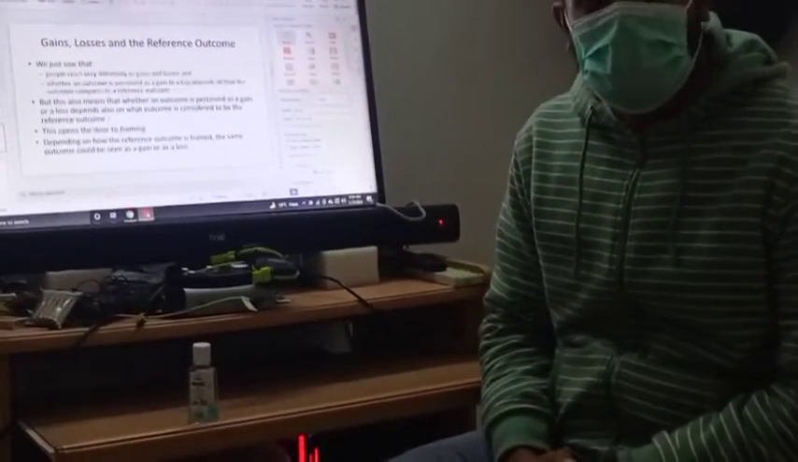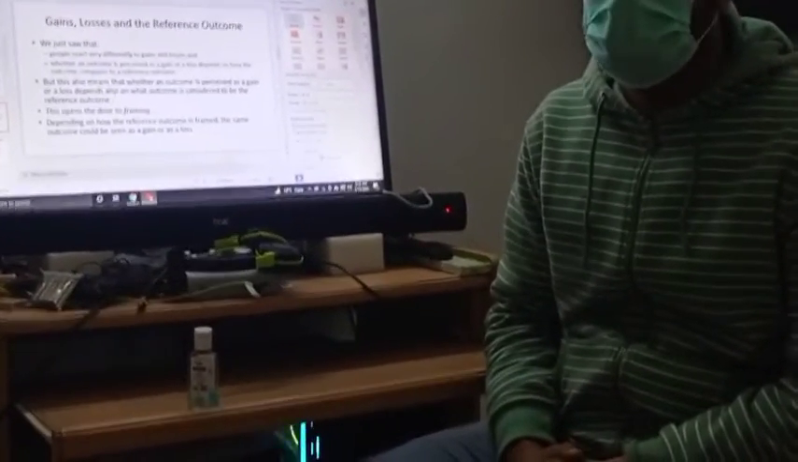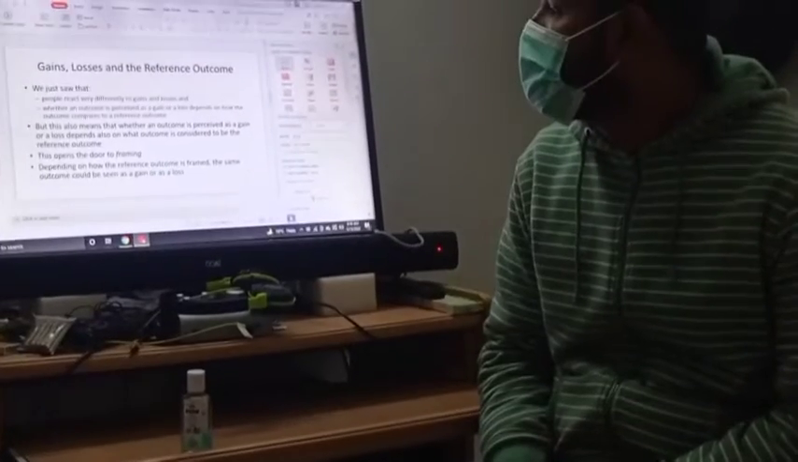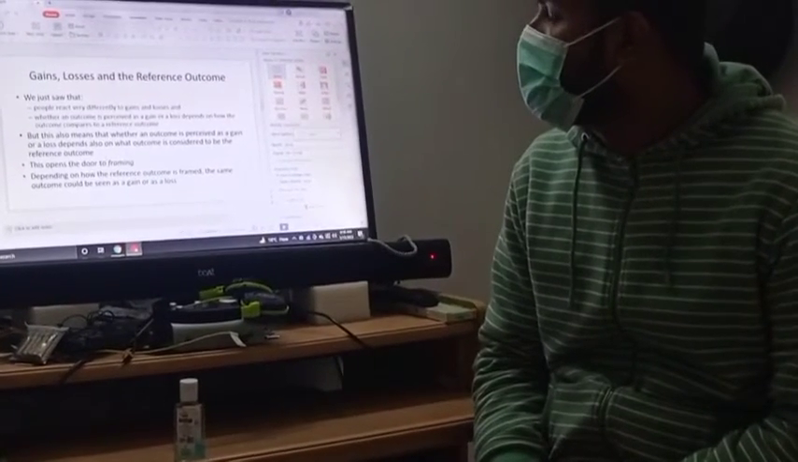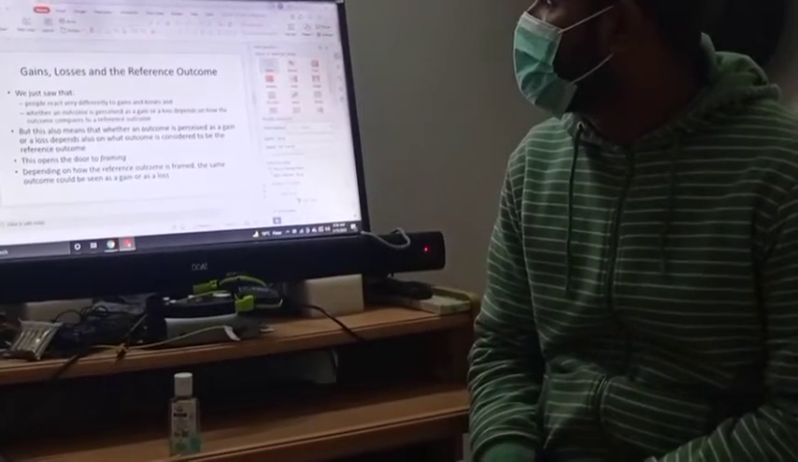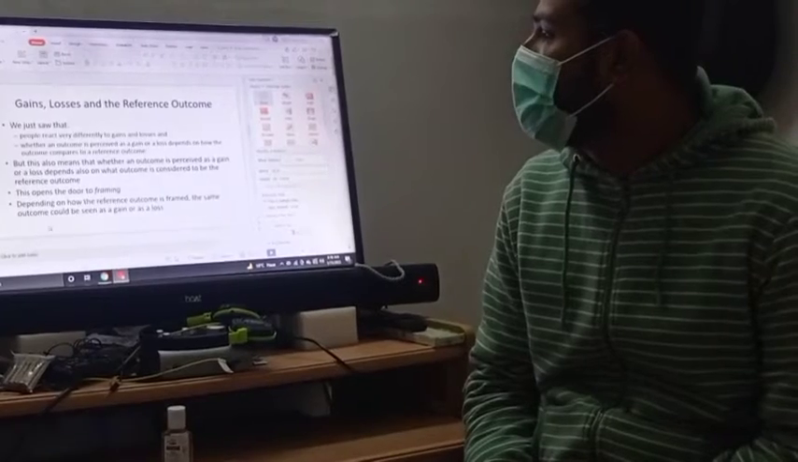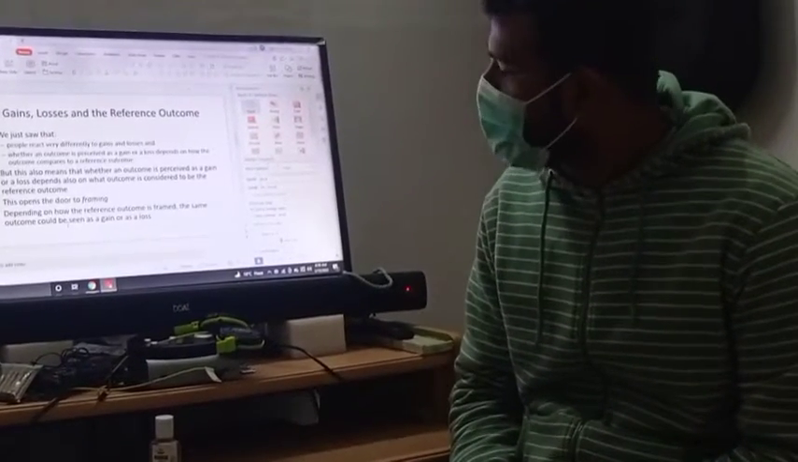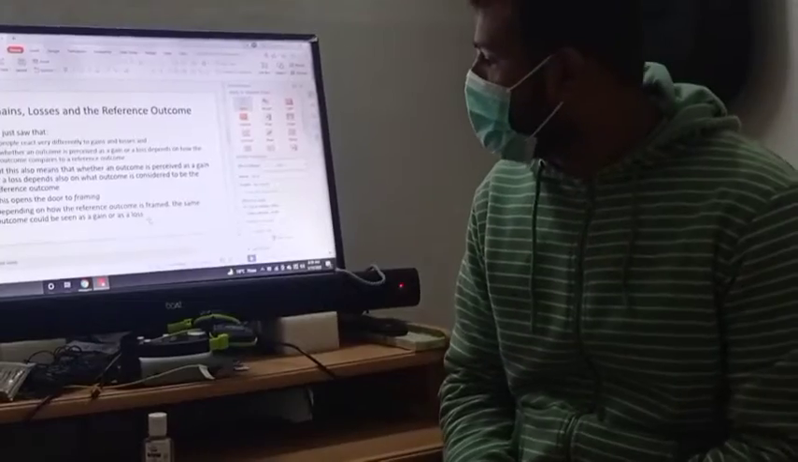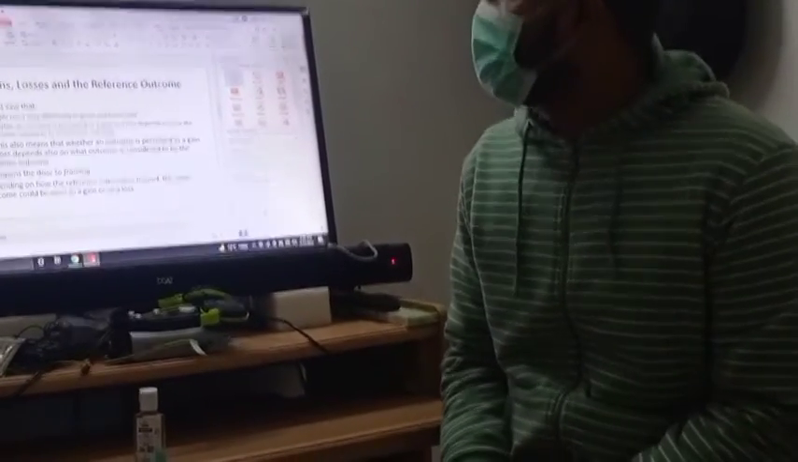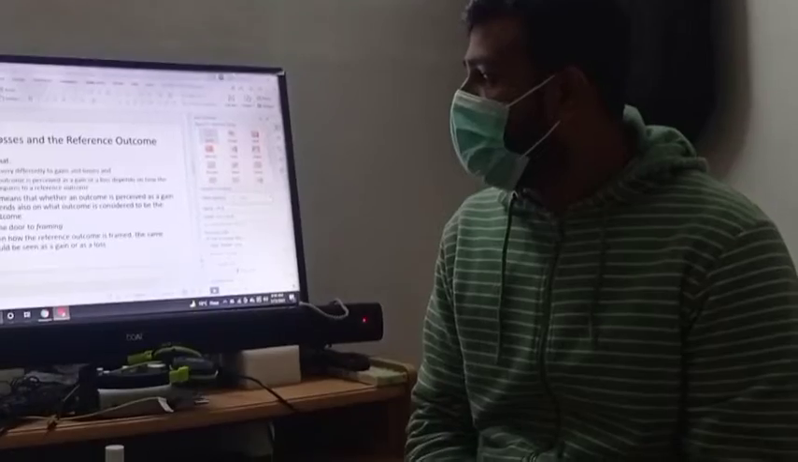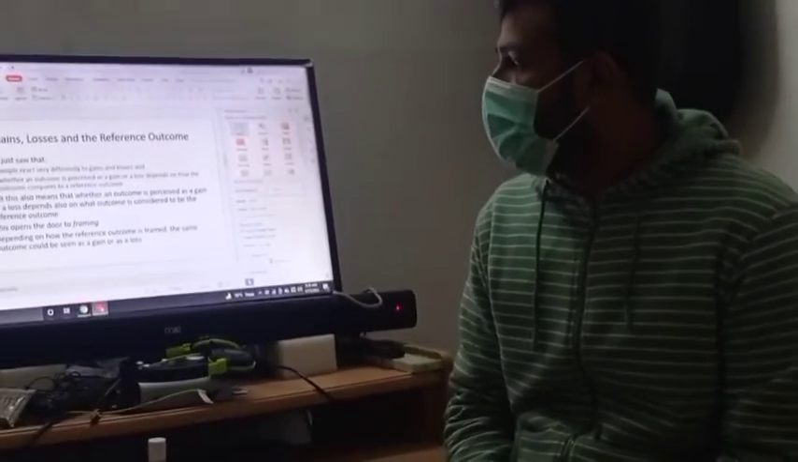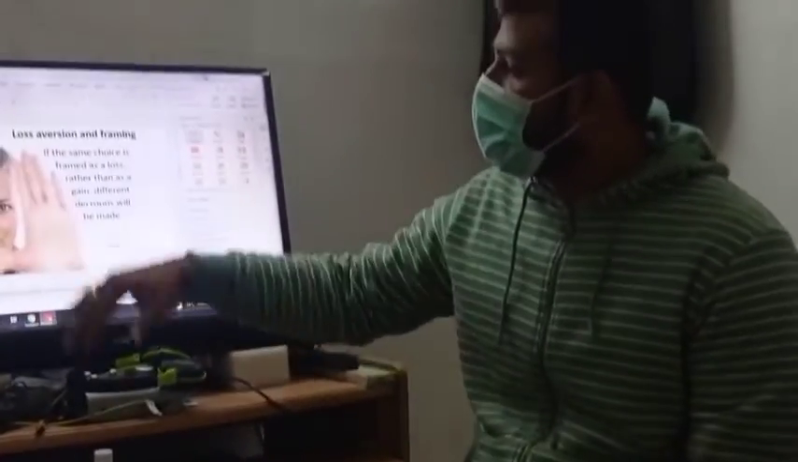If they go below it, then definitely it's a loss. Otherwise, it's a gain. This opens the door to this concept called framing, the word that is mentioned in italics. Depending on how the reference outcome is framed, the same outcome could be seen as a gain or a loss. If an outcome is framed as a loss, then obviously that won't be the reference point. If it's framed as a gain, then that would be the reference for future investments.